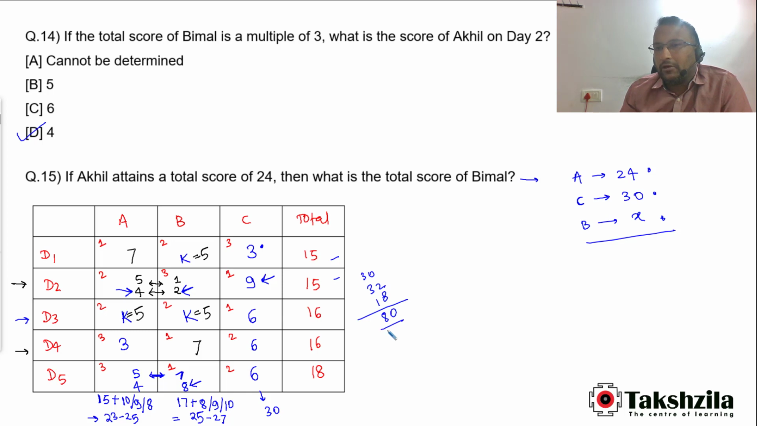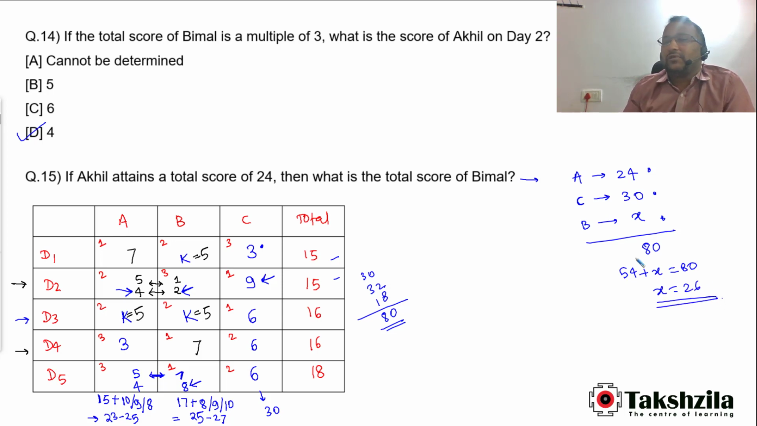This addition is equal to how much? 80. So this total addition is supposed to be 80. So 54 plus x is equal to 80. So the value of x is supposed to be 26. If the total score of Akhil is 24, in that case the total score of Bimal is supposed to be 26. This is how we can solve this set.